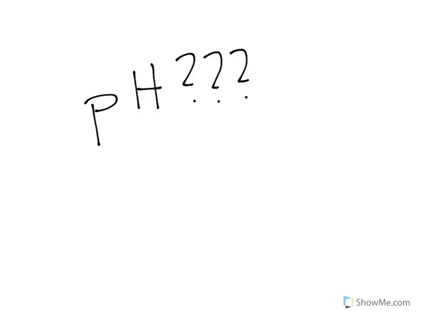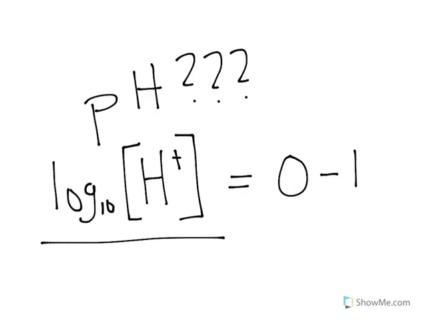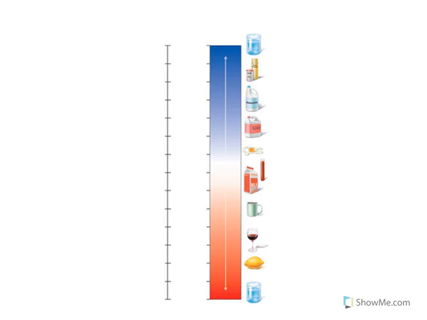Do you all remember what pH stands for, or what it is? So pH is a measurement of how many hydrogen ions are in something, and specifically it's the concentration. So when you put brackets around this, it means concentration of. And what pH is, it's a mathematical algorithm. So you take the log base 10 of the hydrogen concentration, and it gives you a number between 0 and 14. And so this is considered to be the pH.